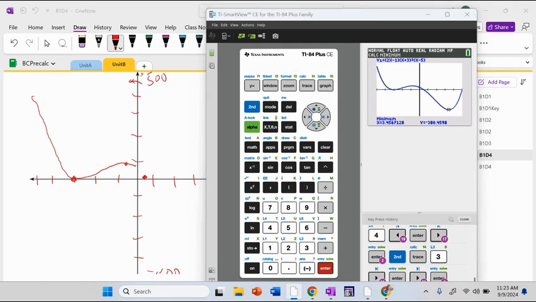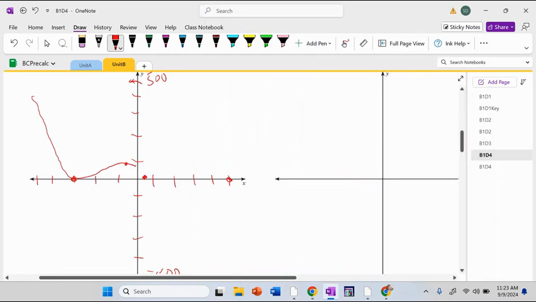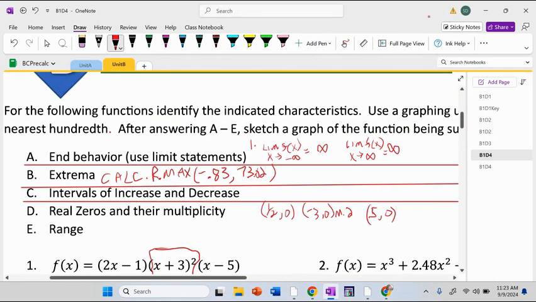3.46. Come on, pen. 3.46. And then that's a relative or absolute? What is that? Relative or absolute? Absolute min. And then that was 3.46. What? Negative what? Help me.